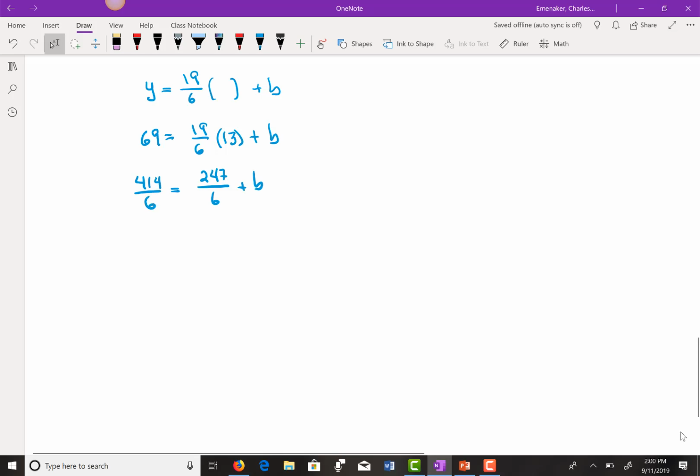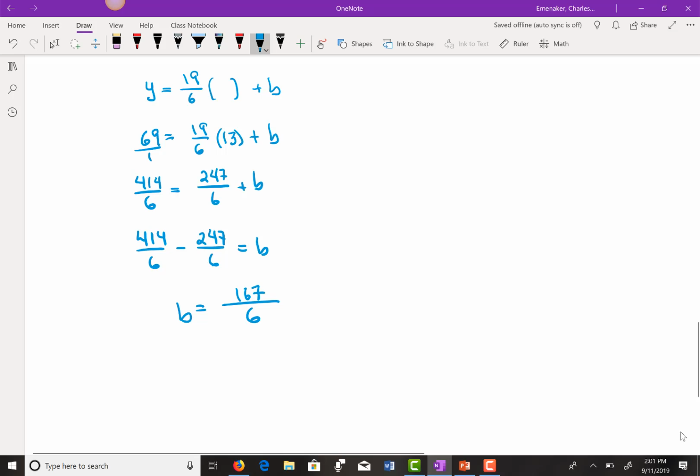Do you see what I did there on the left side? Does that make sense? I went ahead and got a common denominator, because I know this 69 is really 69 over 1, and I'm going to need a fraction with a 6 in the denominator to combine those two. Okay? So then we're going to take this 414 over 6 minus 247 over 6 equals b. So b is going to be equal to something or other over 6. So it's going to be the 414 minus the 247. Aha, 167.